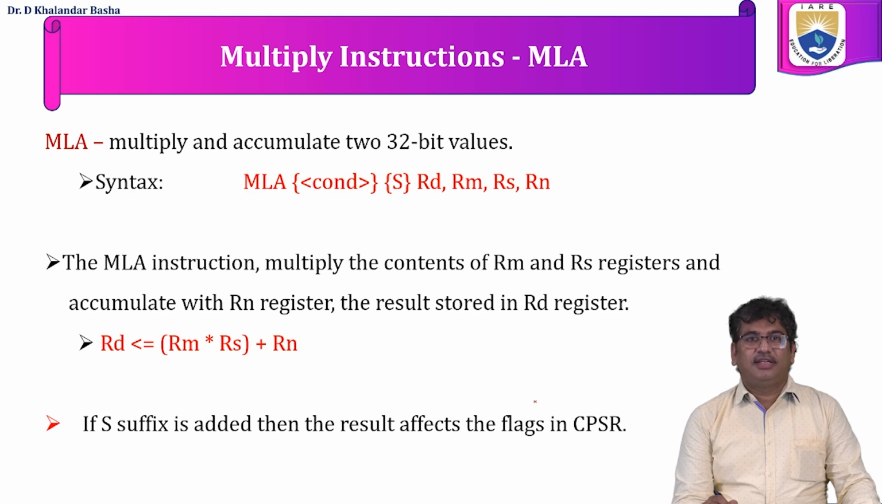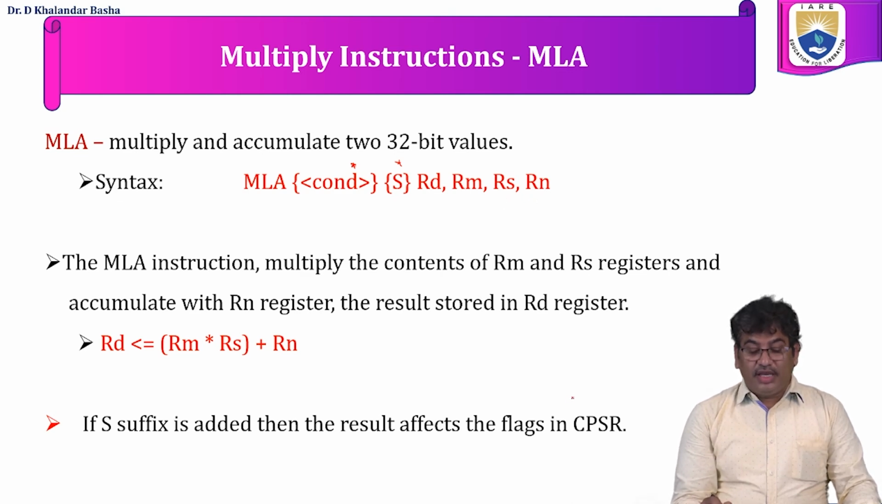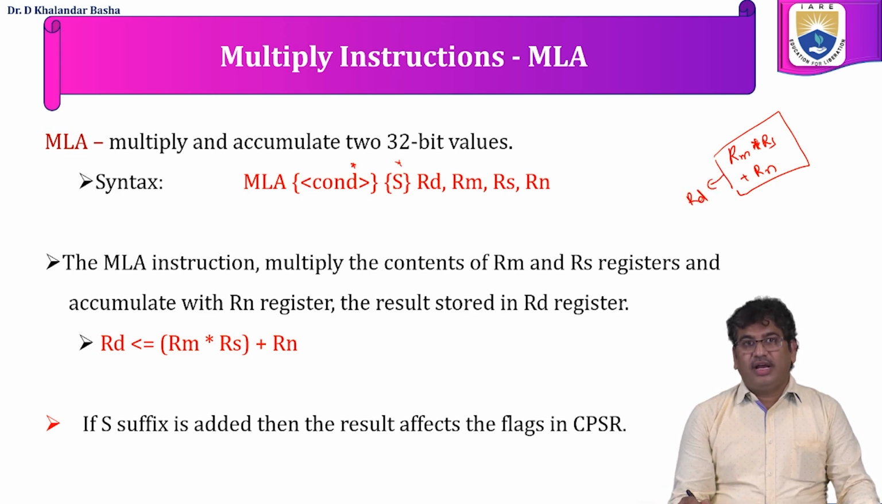The next instruction is MLA, which is multiply and accumulate 2 32-bit values. The syntax of the instruction is MLA, condition is optional, S is optional, Rd, Rm, Rs, Rn. So here the contents of Rm and Rs, first it will do the multiplication. After this it is going to accumulate the Rn contents that will be stored into Rd register. It is also a 32-bit result.